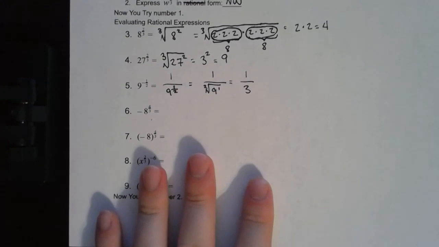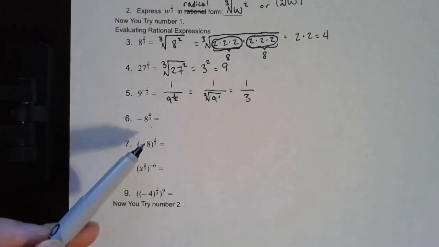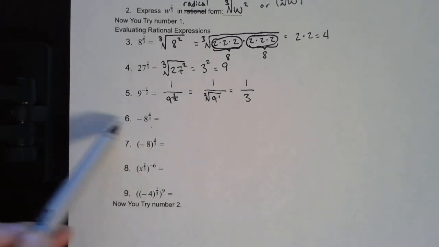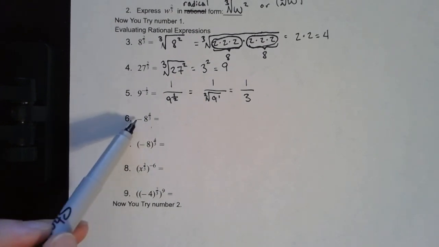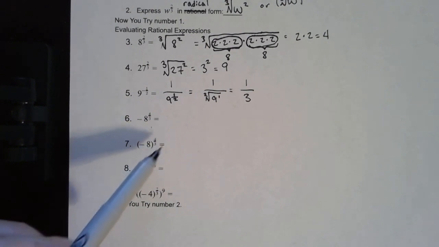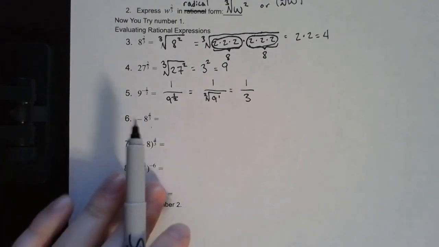Now 6 and 7, you may realize, are somewhat connected here. I hope we are familiar with the fact that when we have a negative out in front here, the exponent does not apply to that negative unless this is all in parentheses. So let's check that and see if we get different results for 6 and 7.